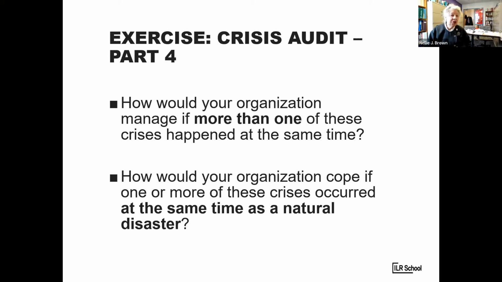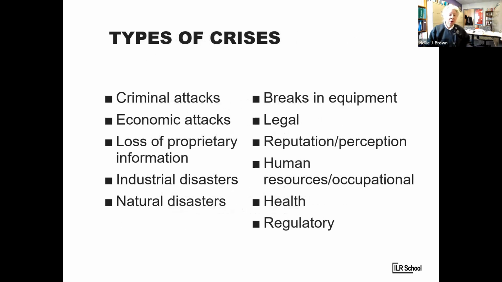How would your organization manage if more than one of these crises happened at the same time? Also consider how your organization would cope if one or more of these crises occurred at the same time that you're already facing a natural disaster. Okay, so when you reflect on these, envision that some of these, of course, belong in more than one family. Some of your crises you put in more than one place, so in essence, they may be attacks or problems that come at you from several directions at once.